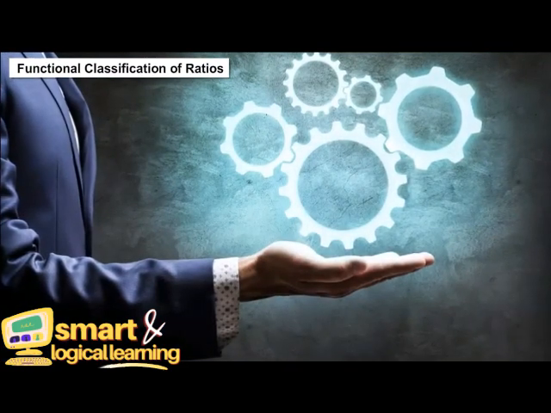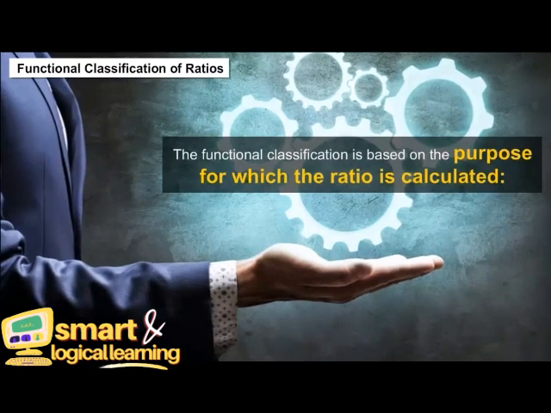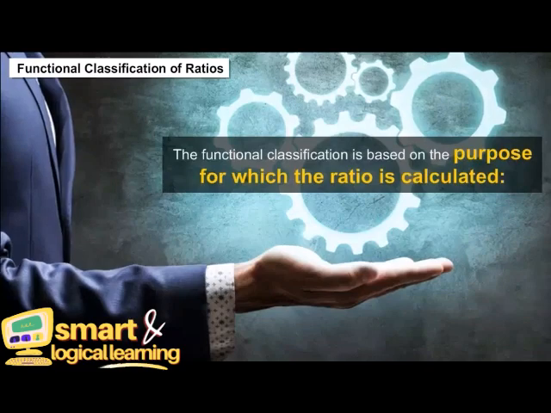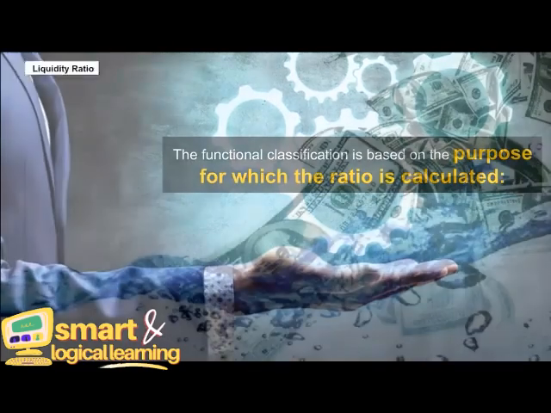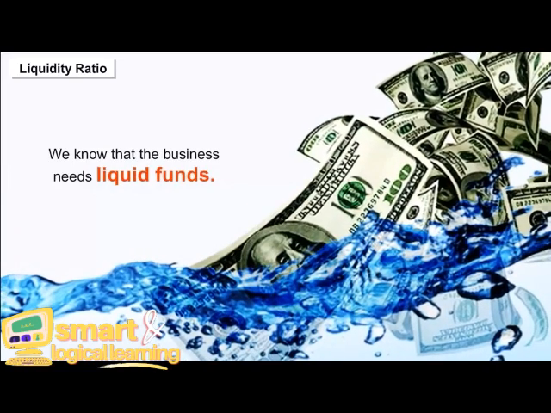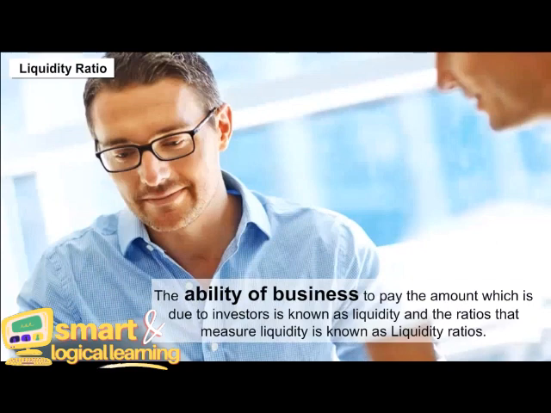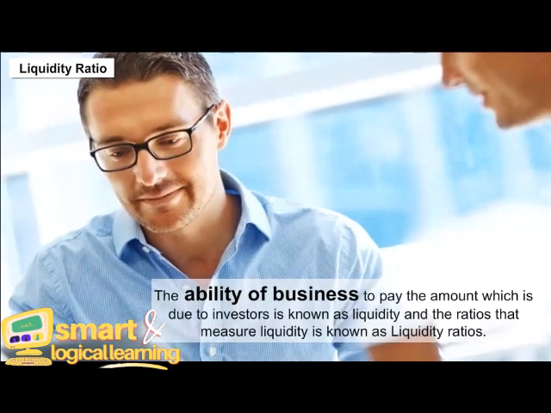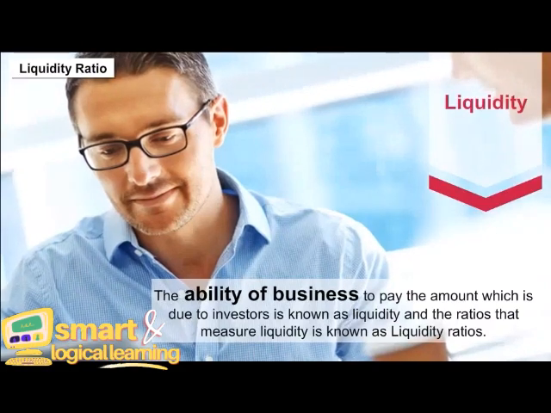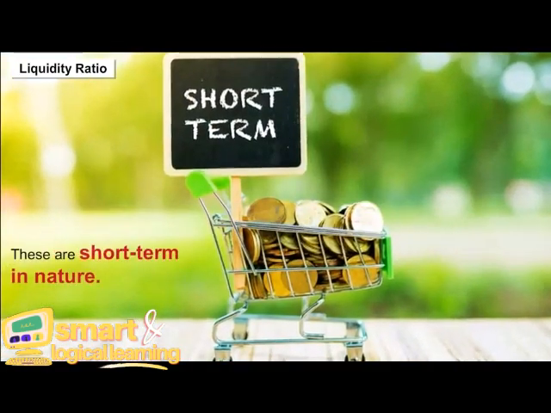Functional classification of ratios. The functional classification is based on the purpose for which the ratio is calculated. Liquidity ratio. We know that the business needs liquid funds. The ability of the business to pay the amount which is due to investors is known as liquidity, and the ratios that measure liquidity are known as liquidity ratios. These are short-term in nature.